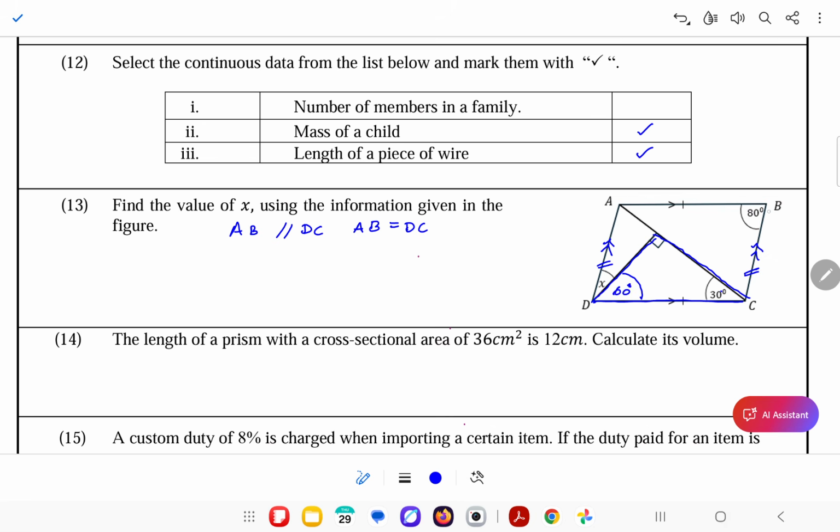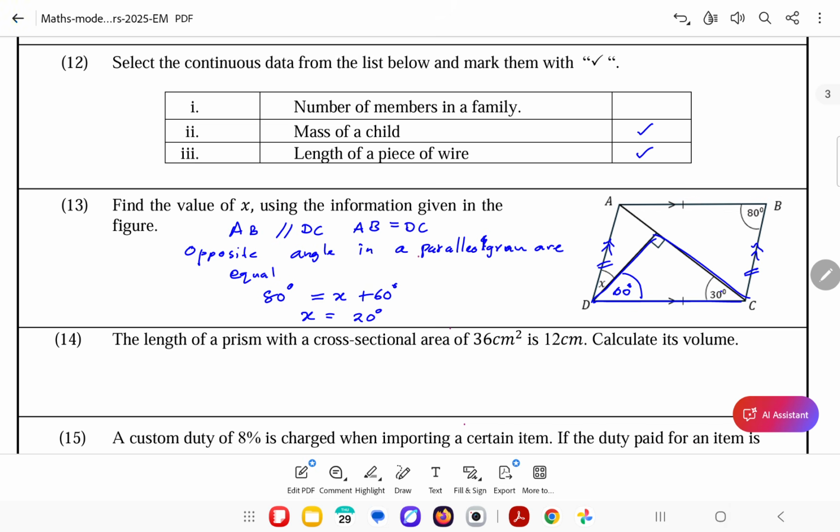Then what do we know? Opposite angles in a parallelogram are equal. So that means 80 is equal to x plus 60. So then x angle is 20 degrees, right?